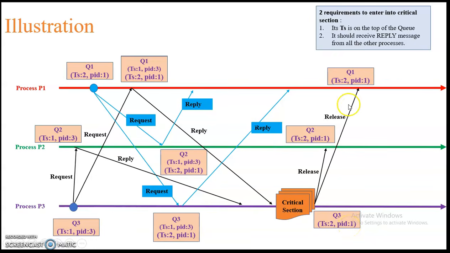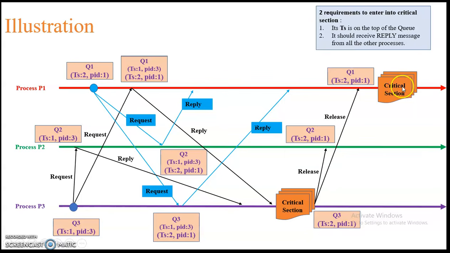Now again we check the two conditions if it wants to enter the critical section. The timestamp of process 1 is at the top of the queue and it has received the reply from the other processes. So it has received a reply from P3 and it has received the reply from P2. Hence P1 will go into the critical section.